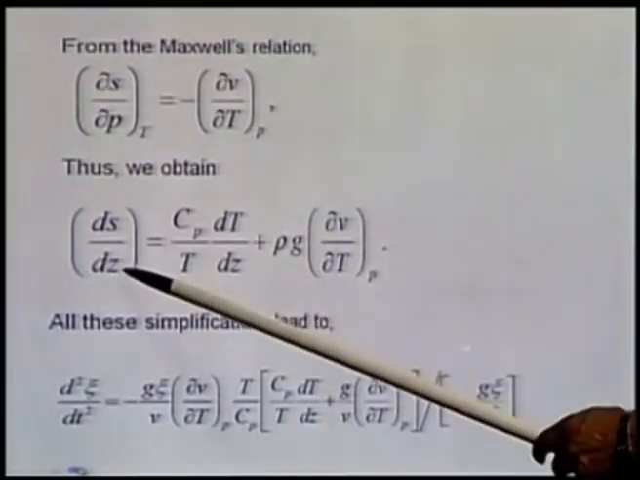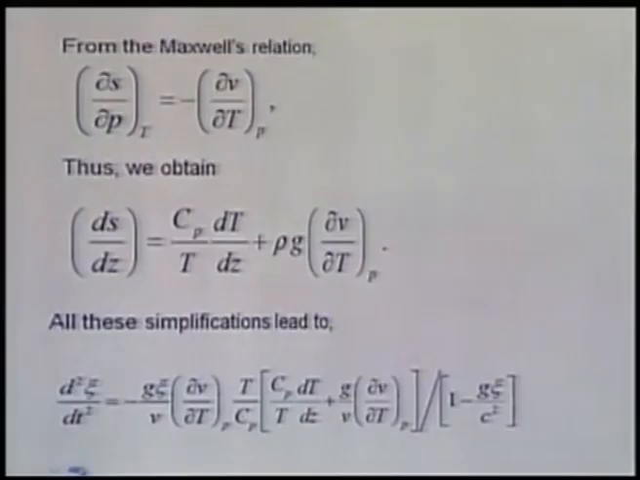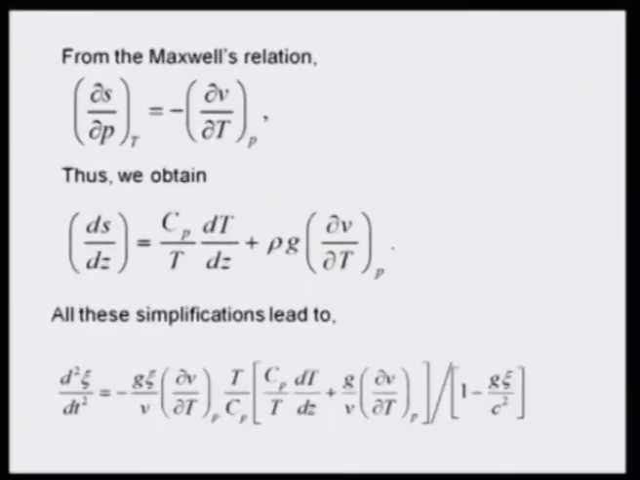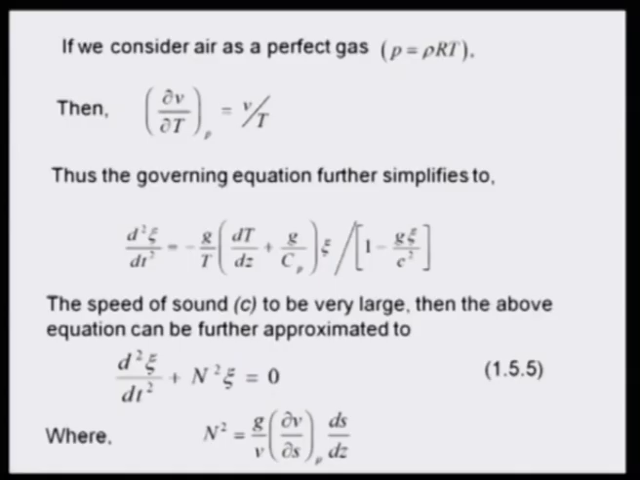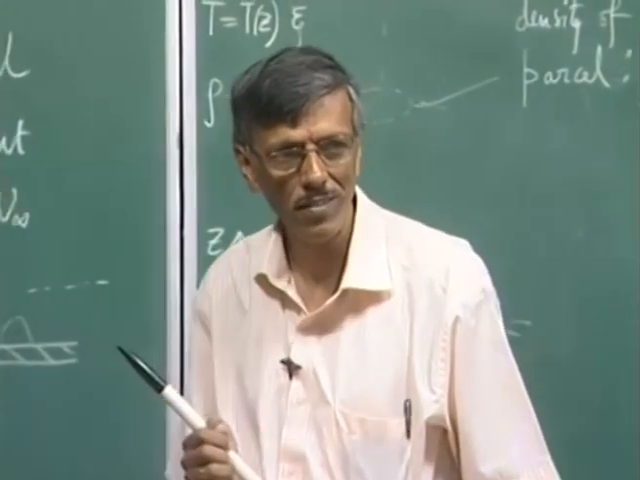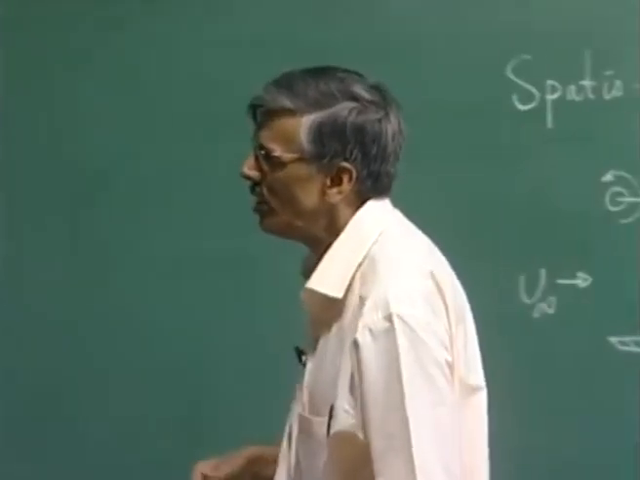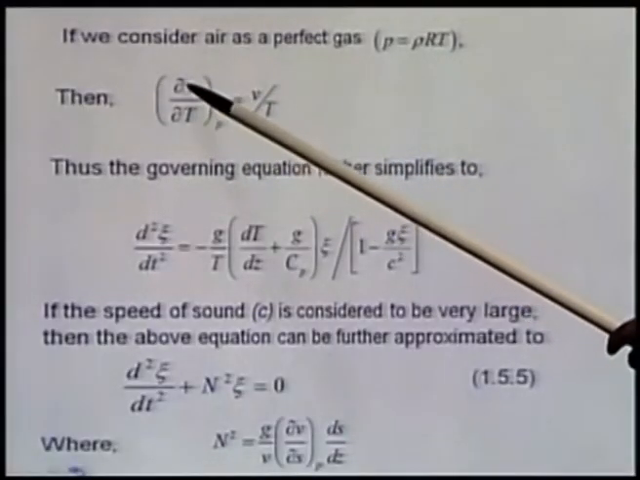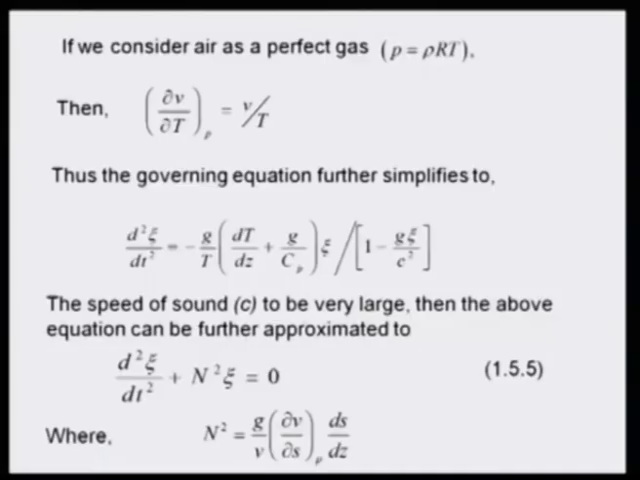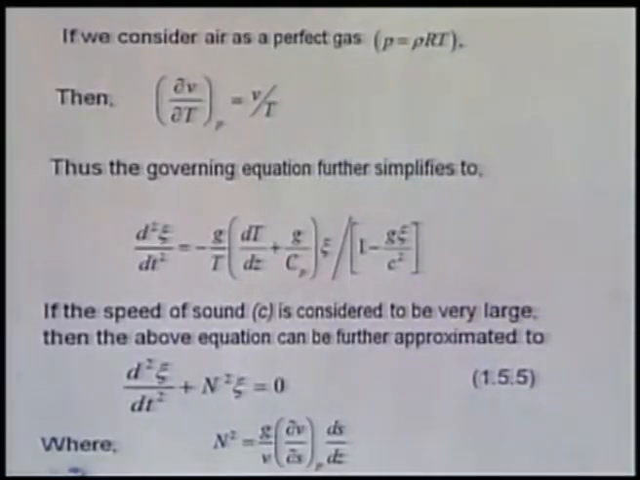So if I use that, I get dS/dz in this particular fashion. Okay, so this is the simplification. We can substitute all of that in that relation, and this is what we get. So we are making some progress, we are simplifying the quantities. Now, if you consider air as a perfect gas, then P is equal to rho R T, and then you can find ∂V/∂T. ∂V/∂T will be nothing but V by T, and if you substitute that, this equation simplifies to this.